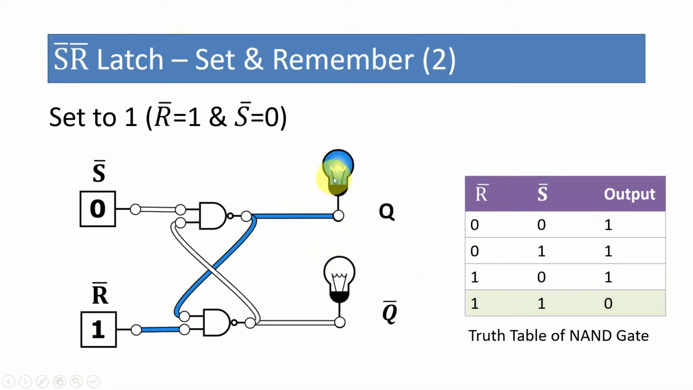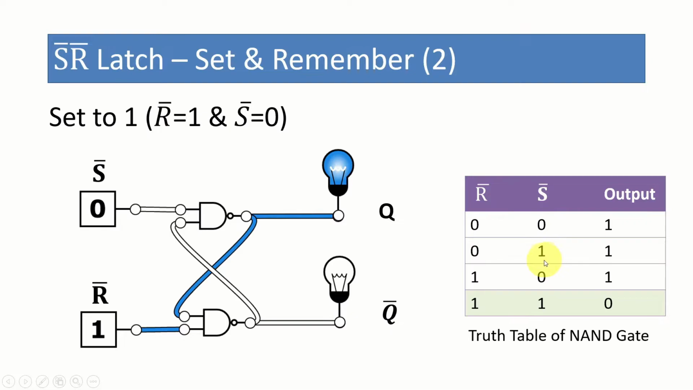Now again we are using these bulbs to denote whether it is 1 or 0. That is just to visualize it better. Right, now we have S bar 0, R bar 1. So we are supposed to set it to 1. Now let's see how we are going to set it to 1.